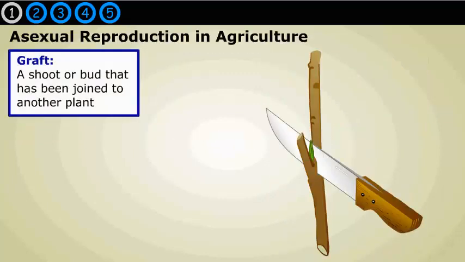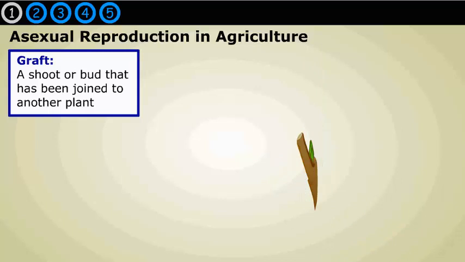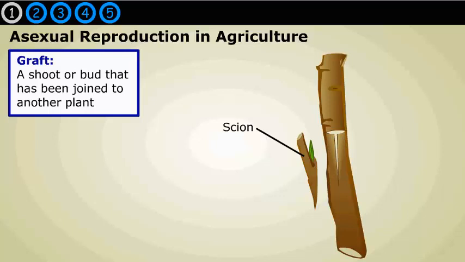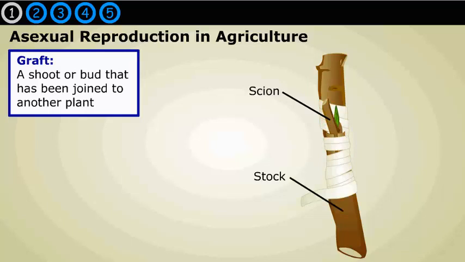Both sexual and asexual reproduction are important in agriculture. For example, most fruit trees are grown from grafts. A graft is a shoot or bud, called the scion, that has been joined to another plant called the stalk. Grafting allows for optimal combinations of root systems, good-tasting fruit, and resistance to pests. Grafting is a form of asexual reproduction.